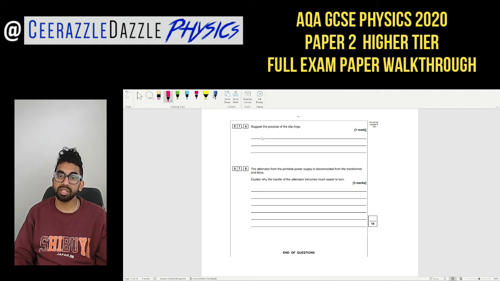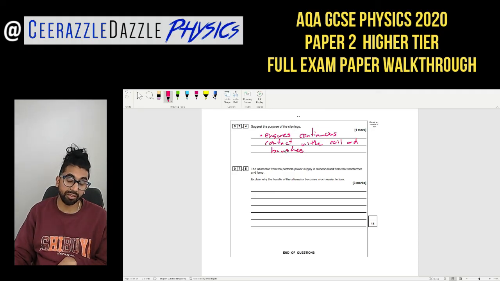7.4, suggest the purpose of slip rings. The reason why you need the slip rings is to ensure there's continuous contact with the coil and brushes. That's the reason why, yeah? Don't forget, if you were to solder them together, it would spin and get tangled up.